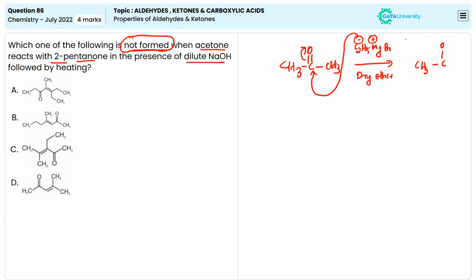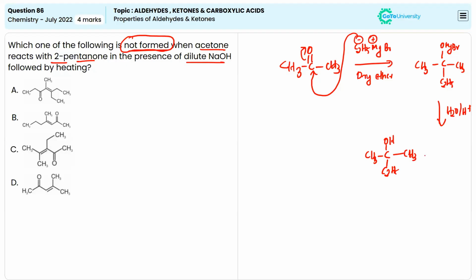Here the negative charge will be connected to the MgBr part, and the CH3 will be on the carbon, and the C2H5, that is the ethyl group, gets connected to the same carbon atom. So this is the intermediate that we are getting here. Now this intermediate undergoes hydrolysis in acidic media, that is acid hydrolysis. It will produce the corresponding product, which will be an alcohol. So we can write the product as CH3 C C2H5 OH CH3. So this is the product that we are getting here.